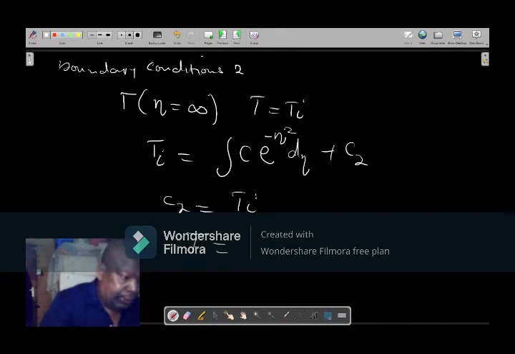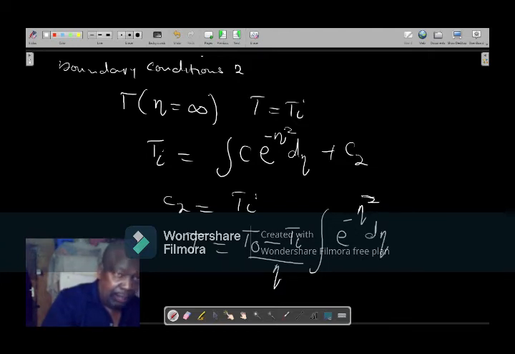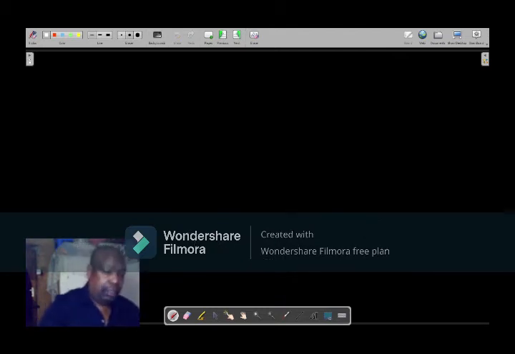So now we have our equation in general. T is equal to c, and the c is equal to t naught minus c2, and we've seen that c2 is ti, divided by eta, integral of e raised to the power of minus eta squared d eta, plus ti. So we have t minus ti.